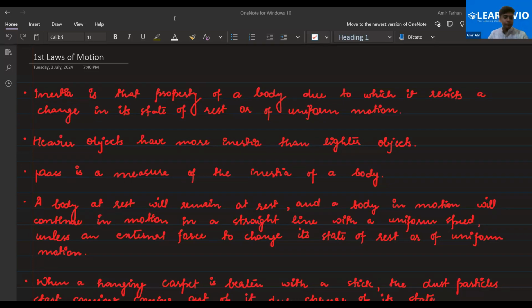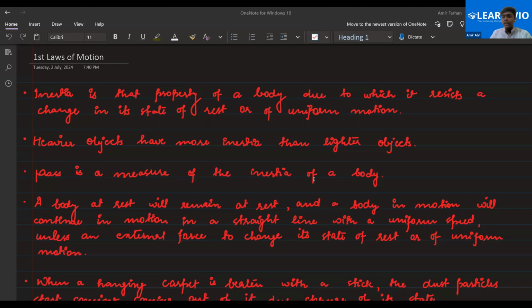Okay, thank you. So next thing: now let's understand what are the things that can affect the inertia. The only thing that can affect the inertia is mass. It means that heavier objects will have more inertia than lighter objects. So inertia is determined by the mass itself only. Clear, everyone? Yes, sir. And mass is a measure of the inertia of a body. It means that the heavier the mass, the more will be the inertia.